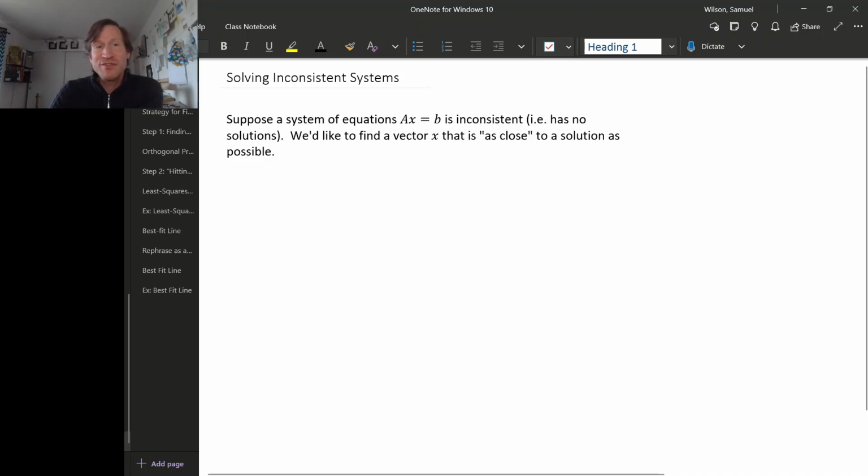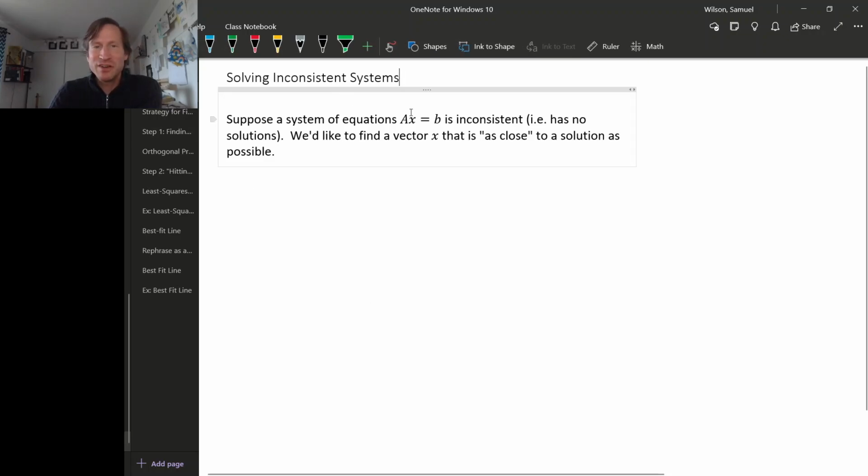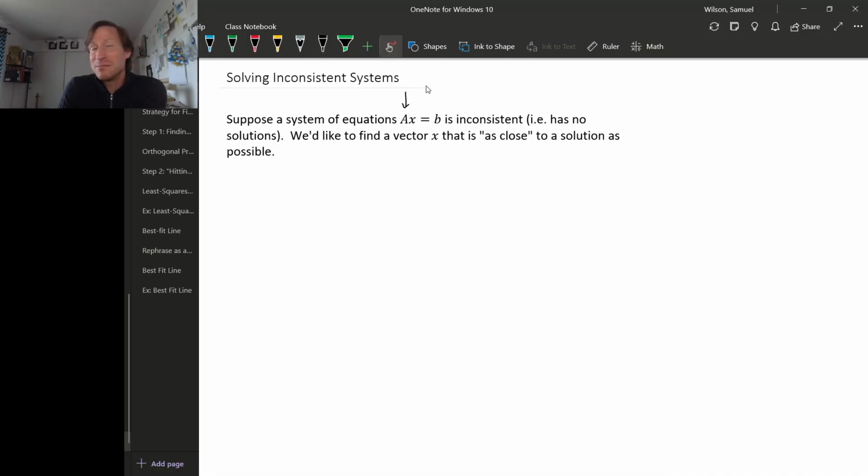It's an unfortunate fact about many applications of solving linear equations that often the matrix that shows up has many, many more rows than columns. And in that case, usually the system of equations is going to be inconsistent. But you'd still like to have something as close as possible to a solution. So what can we do in that case?